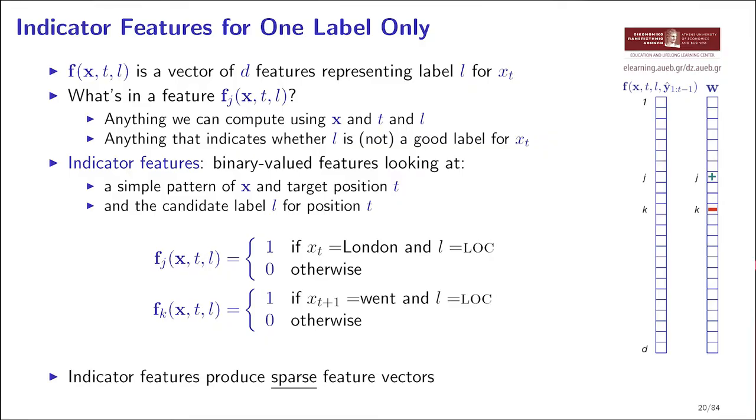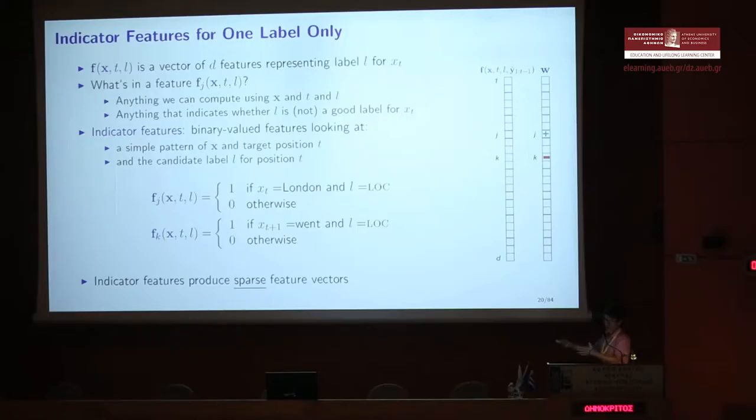So we are kind of encoding parts of that. Because it's just a bunch of zeros and ones, what is the chance that I have London and location? There's little chance, right? Most words are not London. So in most cases this value will be zero, okay? Which means that indicator features produce very sparse feature vectors.